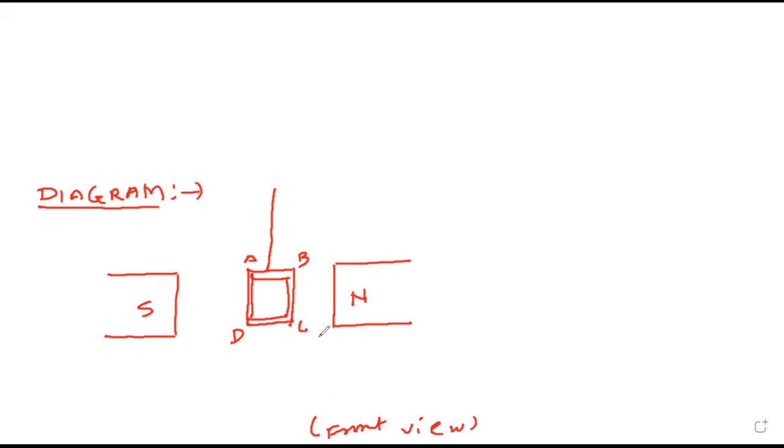So it consists of a rectangular coil made up of a large number of turns of thin insulated copper wire wound on a rectangular metal frame such as aluminium or copper. It is suspended with the help of a phosphor bronze fiber. This fiber has one constant, which we will study in theory, called the torsional constant, whose value is very small. What is that value? I will explain later so that you get the idea why we are using this phosphor bronze fiber.